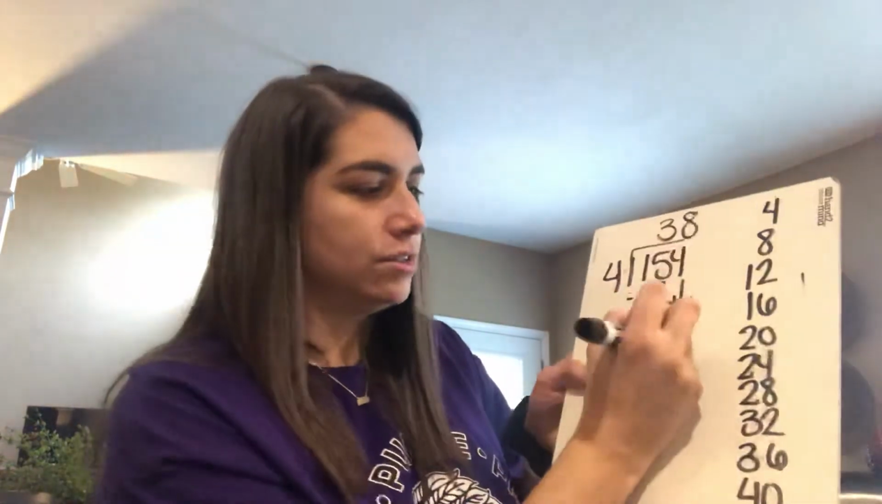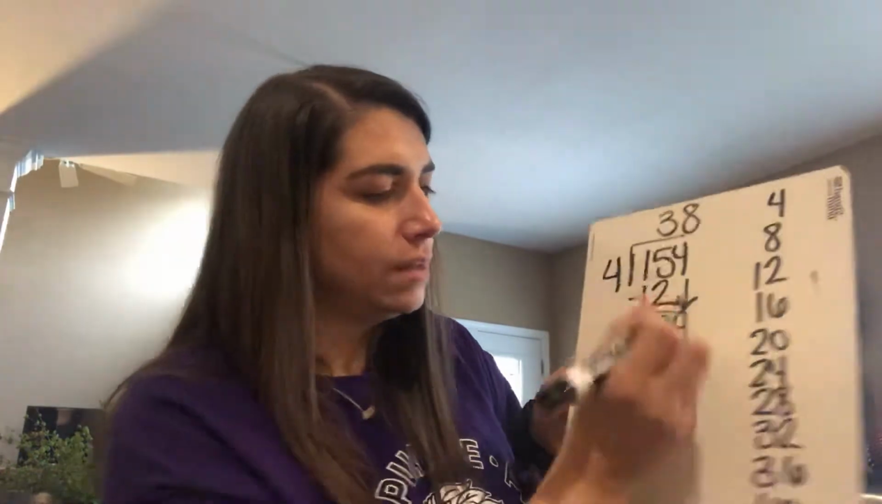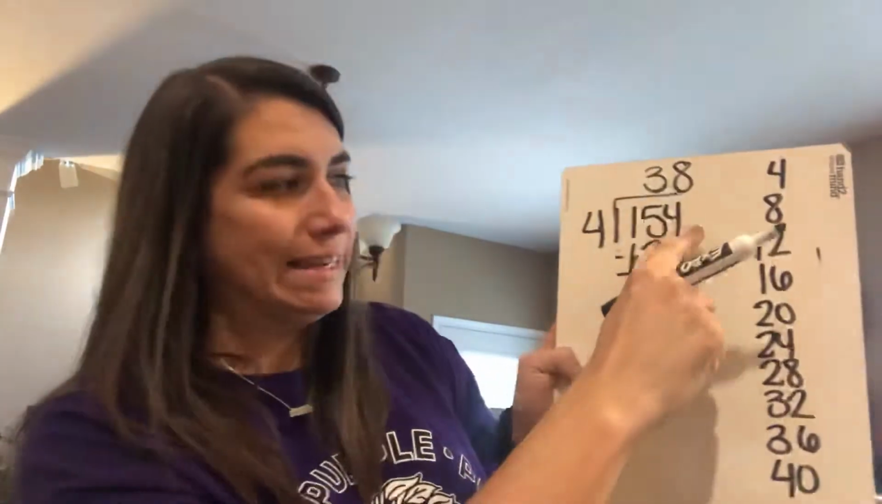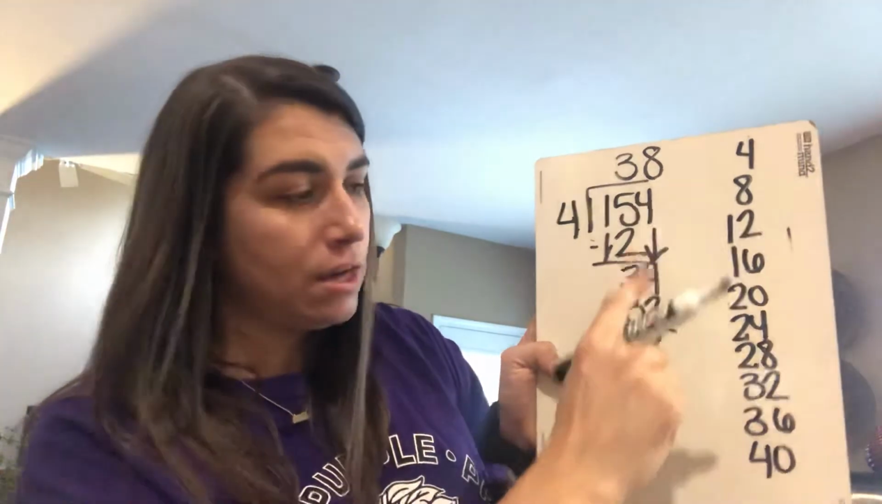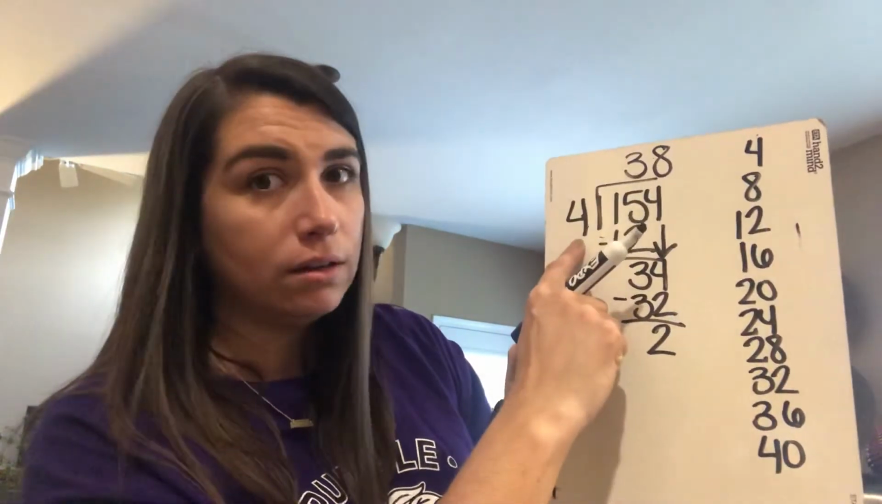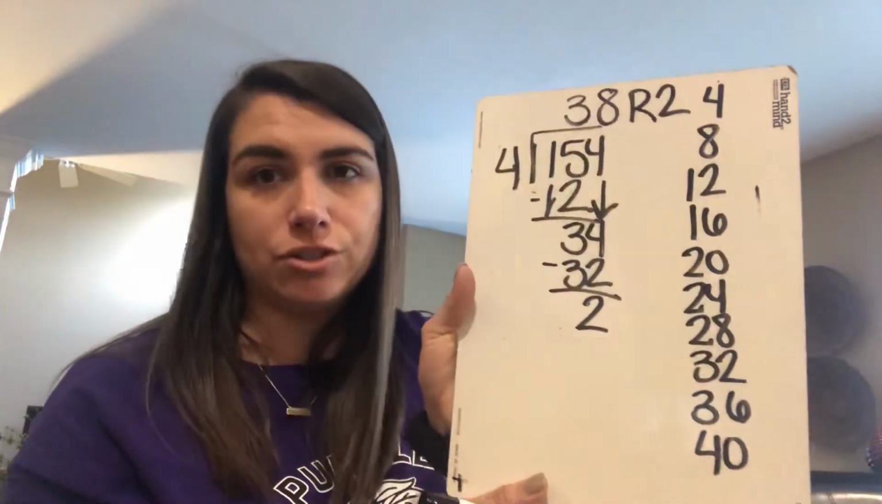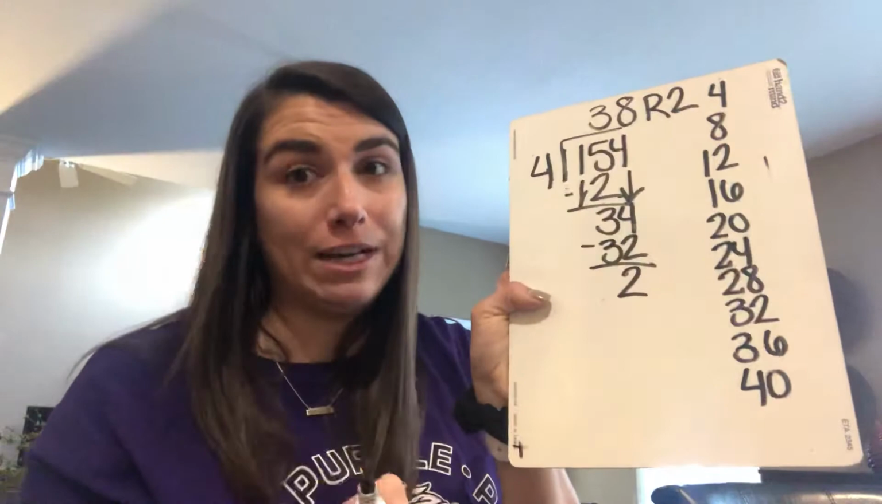4 times 8 is 32. And then I subtract. 34 minus 32 is 2. There's nothing else to bring down. 2 is smaller than 4, so I can make it my remainder. So you should have gotten 38, remainder 2. So if you checked your work, you should know that you already got it right.